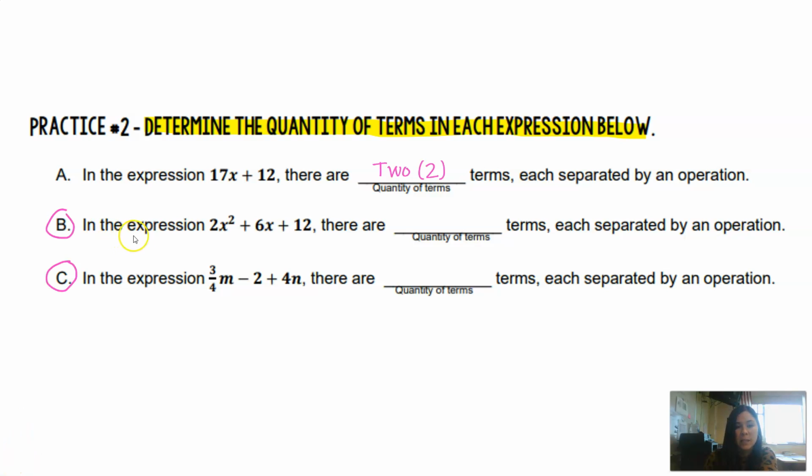Letter B says in the expression 2x squared plus 6x plus 12, there are 3 terms. 2x squared is 1 term, 6x is another term, and 12 is the 3rd term, each separated by an operation. In letter C, in the expression 3/4 m minus 2 plus 4n, there are again 3 terms. This is 1 term, this is another term, and this is the 3rd term, each separated by an operation, in this case, subtraction and addition.